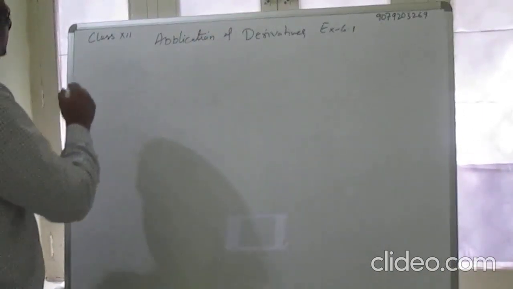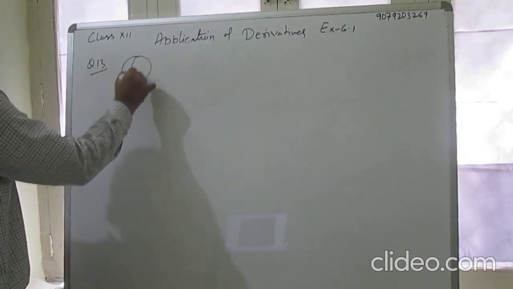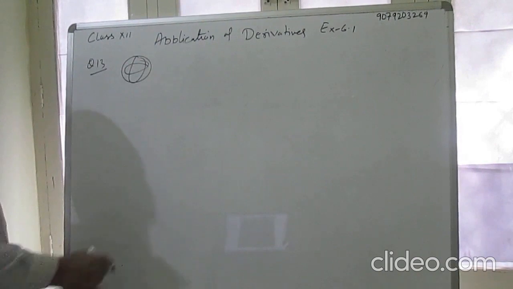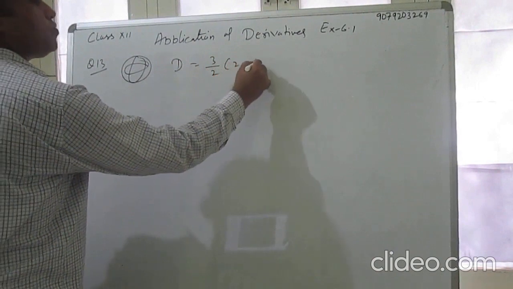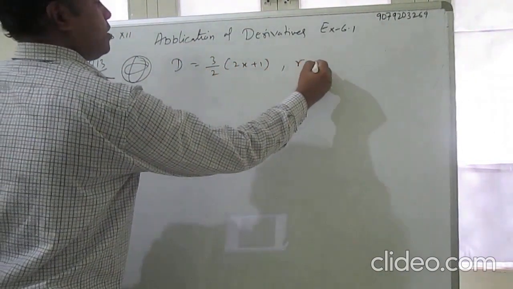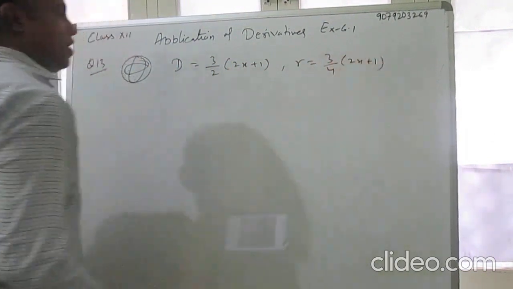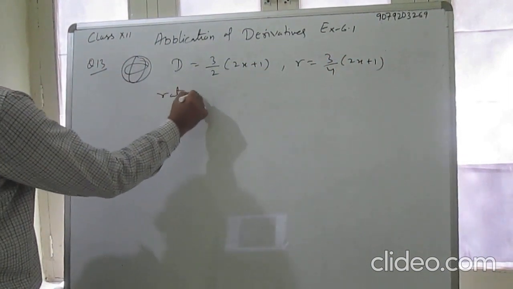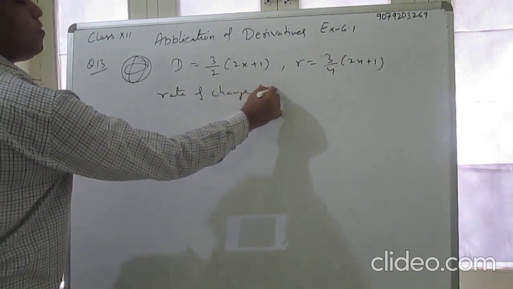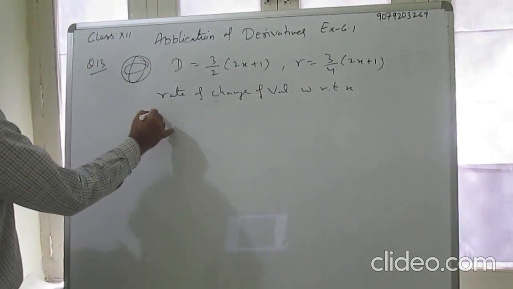Question number 13. A balloon which always remains spherical has a variable diameter d is equal to 3 by 2 (2x plus 1). So radius is equal to 3 by 4 (2x plus 1), dividing by 2. Find the rate of change of volume with respect to x. Now see here, what is the volume of the balloon?